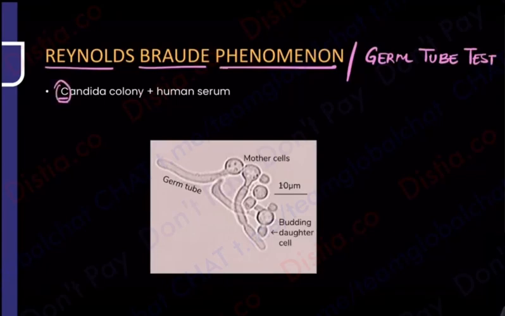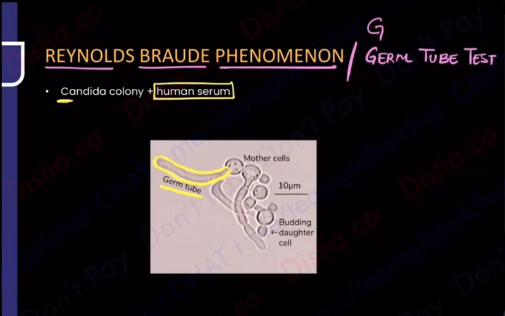Repeating, C for Candida, C for chrome agar, C for corn meal agar, C for chlamydospores. Now the C changes into a G, germ tube test or Reynolds-Braude phenomenon. What is this test? I take the Candida and I add human serum to it, and suddenly after incubation I see an entire hypha or a tube has come out. That is why I called it a germ tube. I see an entire tube has come out of it. That is what you call the germ tube test.